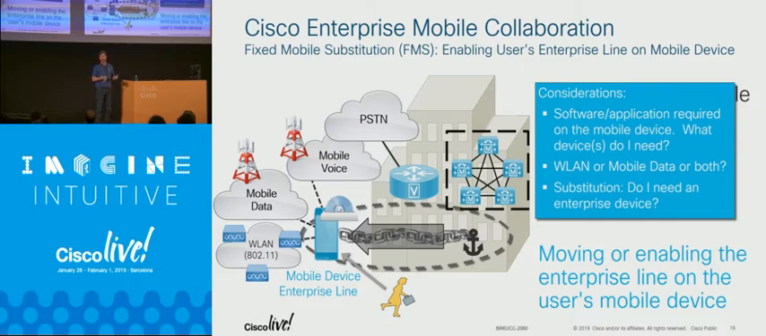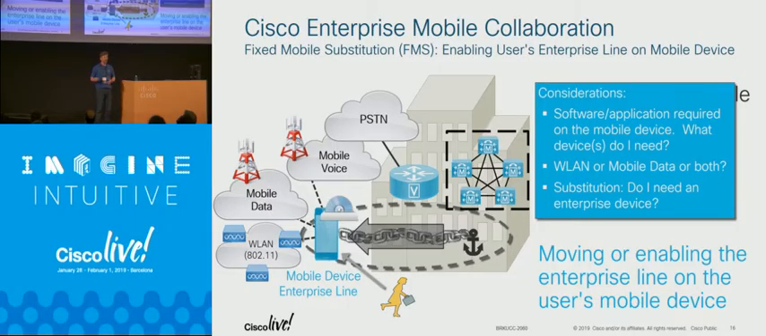On the other hand, if you have somebody that's in the office at least some of the time, it might be nice that when they step into the office, they have a nice hardware endpoint, maybe a video endpoint with a big screen on it and all that kind of thing. But there's no reason why I can't have fixed mobile substitution without a physical hardware device beyond my mobile device.